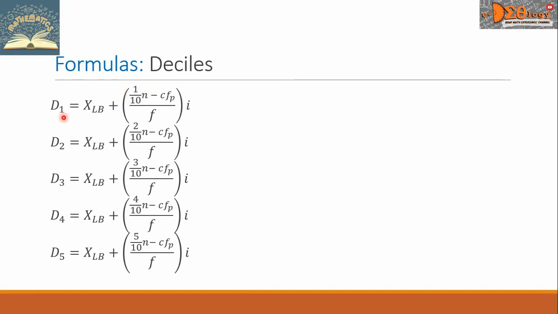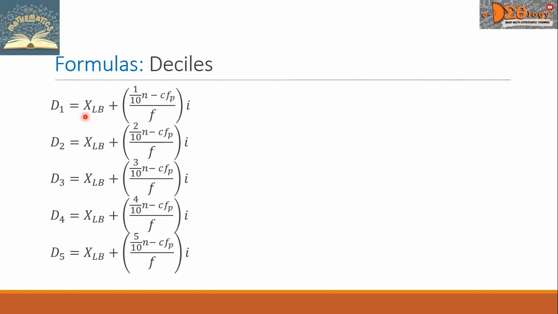For d sub 1, this is 1/10 times n. For d sub 2, 2/10 times n. For d sub 3, this is 3/10 times n. D sub 4, 4/10 times n. And d sub 5, 5/10 times n.